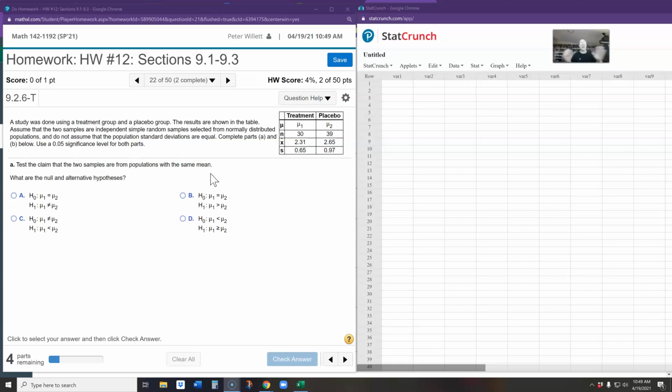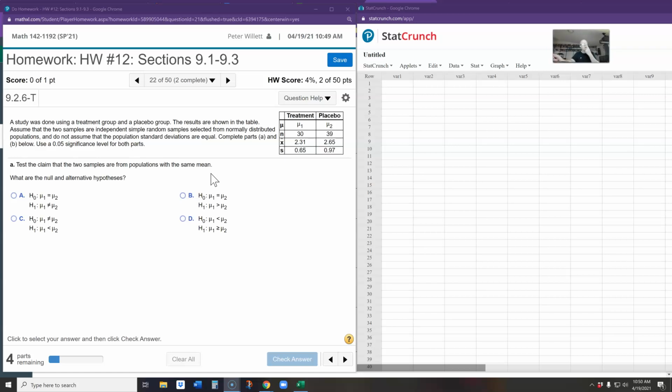So in this case, our claim is that the mean values are equal to each other. Often we have a claim that one is less than the other or one is greater than the other, but in this case we have a claim that the two are equal to each other. That would be similar to the claims that we did in chapter 8, where we claimed that a population value was equal to a specific number, but now we're claiming the two population means are equal to each other.